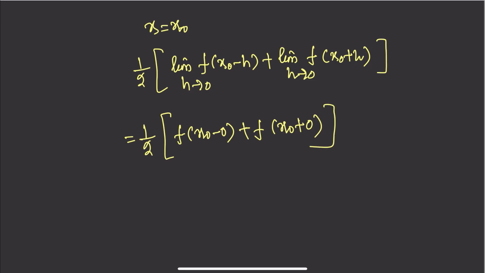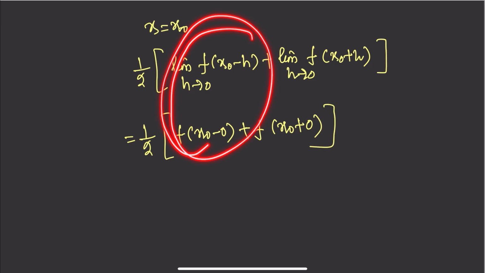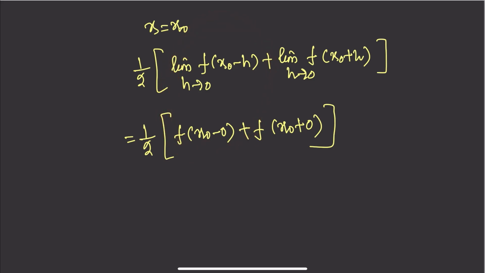Here the first term is called the left hand limit of the function, that is the limit of the function when x approaches x0 from the left, and the second term is called the right hand limit of the function, that is the limit of the function when x approaches x0 from the right.